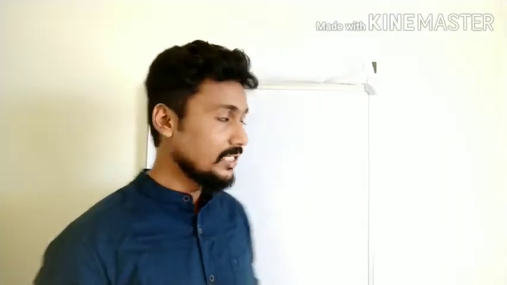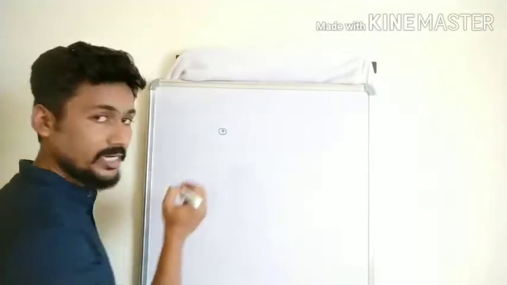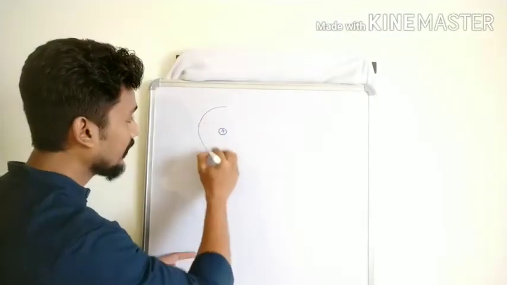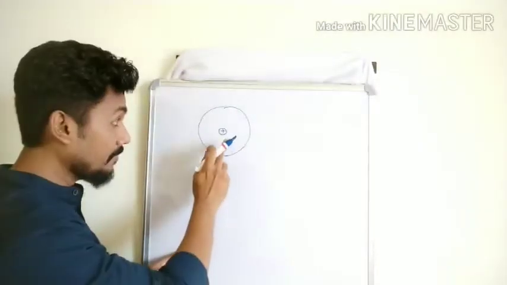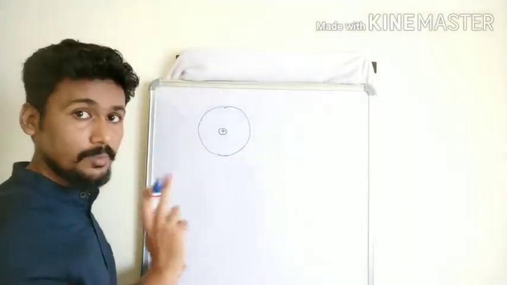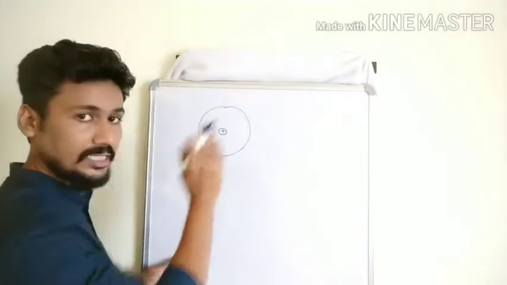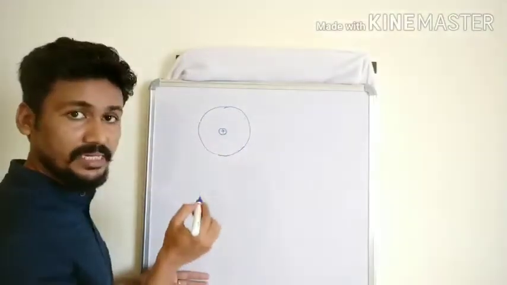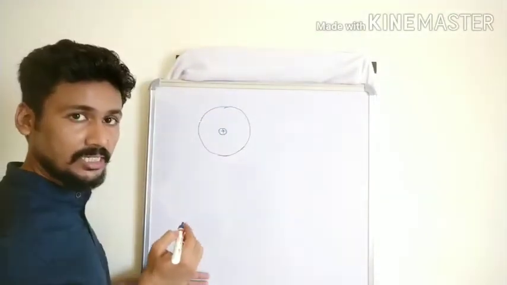Some things that we need to remember about equipotential surfaces. Once again we will start with our point charge, and let us say this sphere is an equipotential surface. Remember, this is a 3-dimensional concept, not 2-dimensional. On the board we are making it 2-dimensional, but it actually is a 3-dimensional sphere. So at all points on this sphere, the potential is the same. Therefore, this is an equipotential surface.